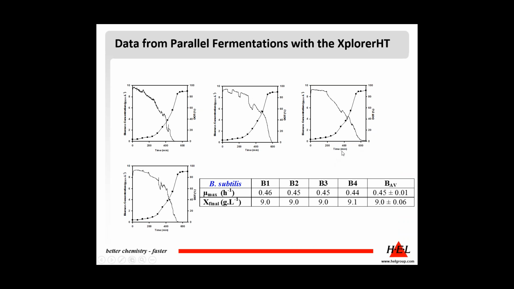The next slide shows data from 4 parallel fermentations on the 4-zone block. And as you can see from this data, there is a real similar correlation between the graphical data. And if you look at the specific growth rate and also the final biomass concentrations, they're more or less identical. Again, we've done many tests, both on the 4-zone and 8-zone blocks, to ensure that these profiles are identical.